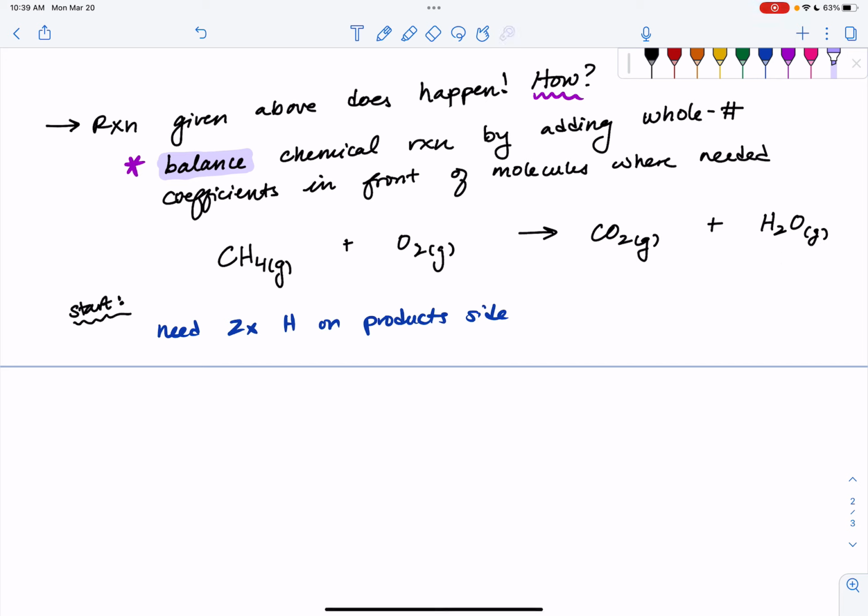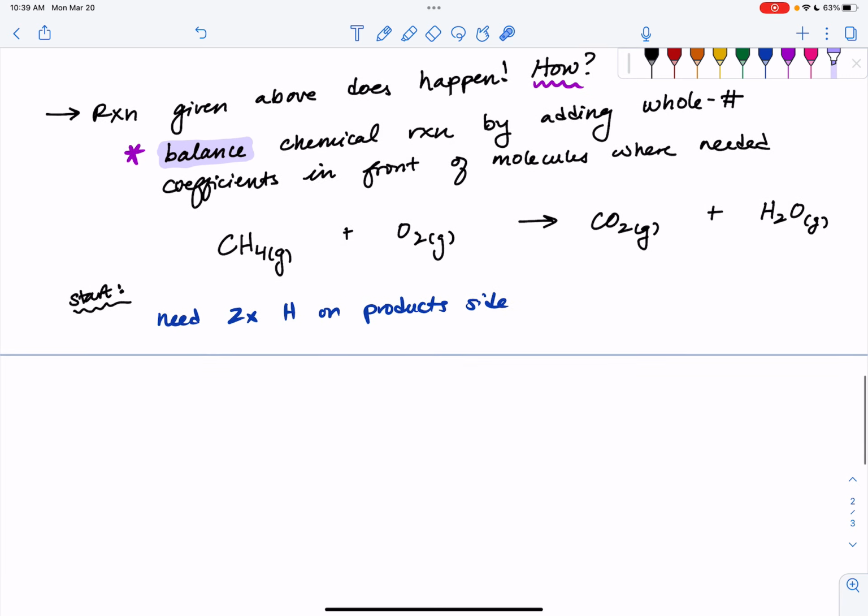So let's go back to our definition. Balanced chemical reaction, we add whole number coefficients in front of the molecules where needed. So let's look on my product side. On the product side, the only molecule that contains hydrogen is water. And if I need 2 times the amount of hydrogen, then I'm going to put a coefficient out in front of the entire water molecule, meaning I'm going to double the number of H2O molecules.